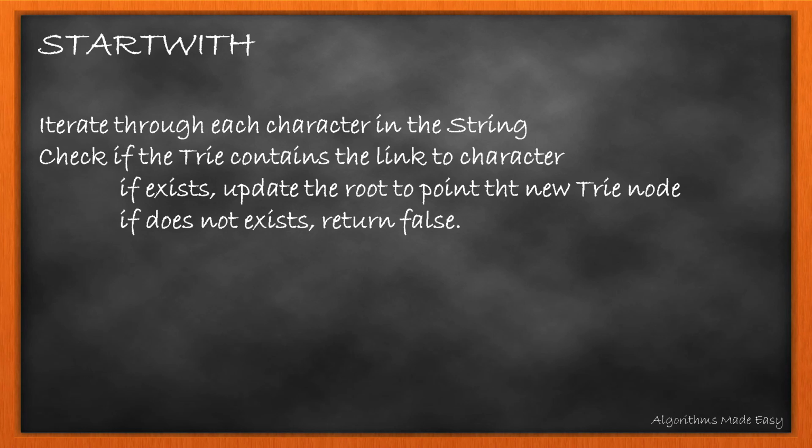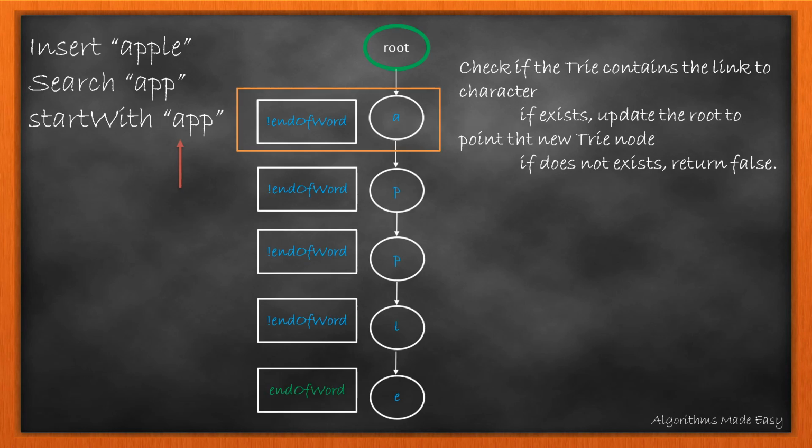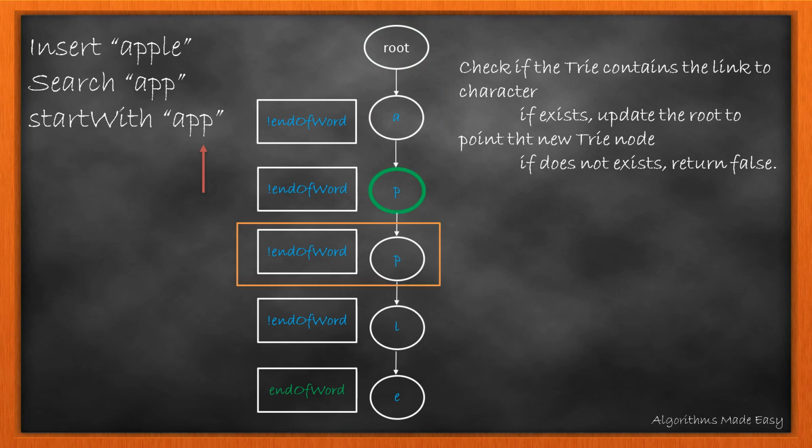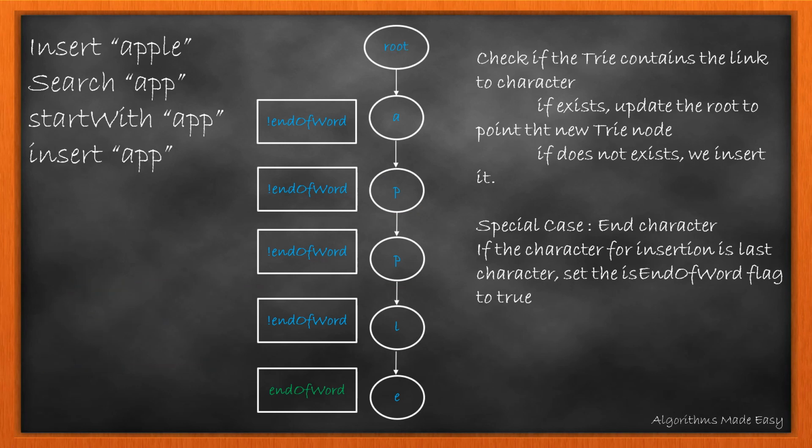Let's see it with our example. We will start with A, and as A is present, we move forward. As P is also present, we move forward. We have reached the last character, which is also present in the trie. So, we return true.